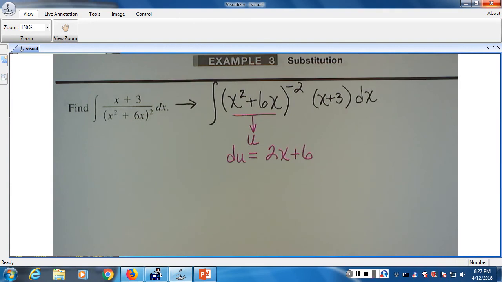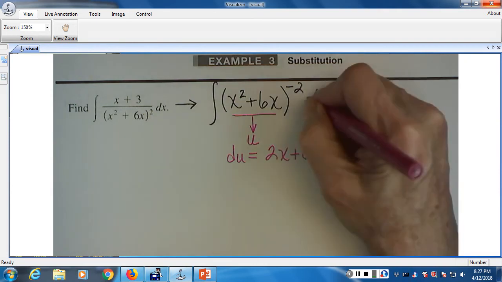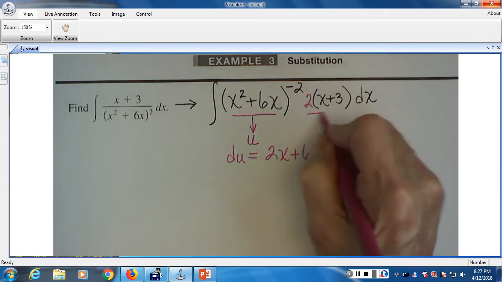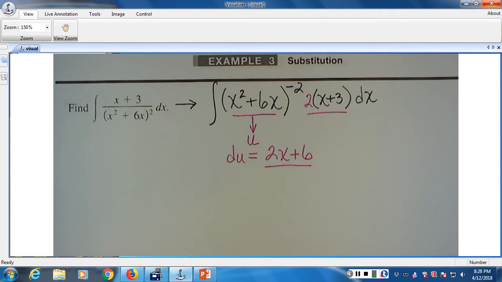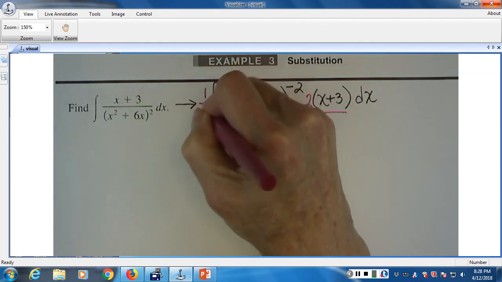Well, I don't have 2x plus 6. All I've got is x plus 3. But if I multiplied it by 2, that would be 2x plus 6. But since I can't just toss in some random 2, what else do I need to toss in? A half. So I put it out front.